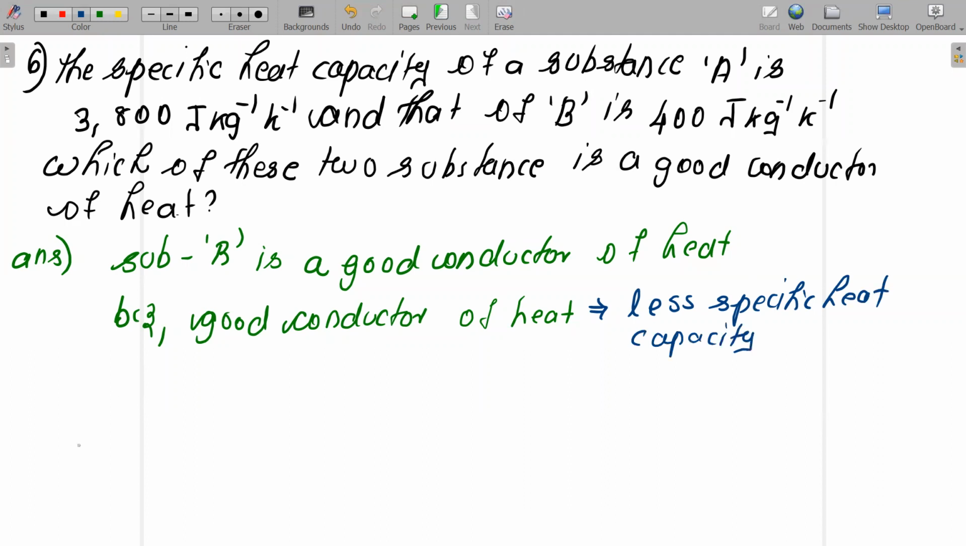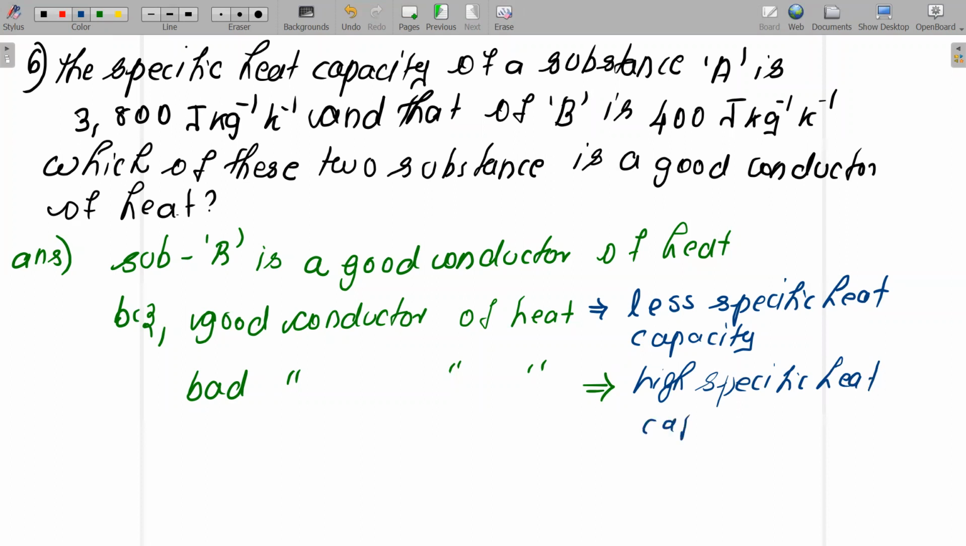And a bad conductor of heat will have high specific heat capacity. That also you write along with this. Please write that also. Bad conductor of heat has high specific heat capacity.